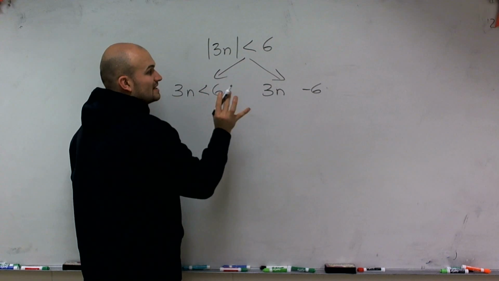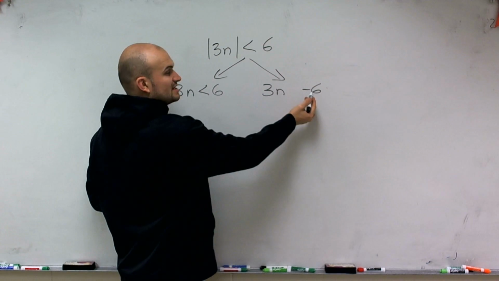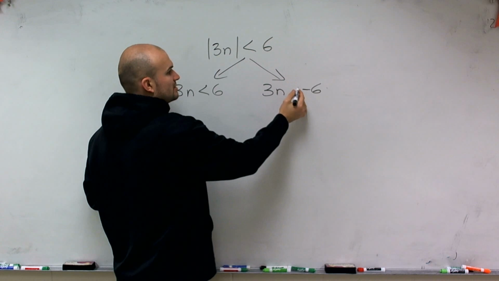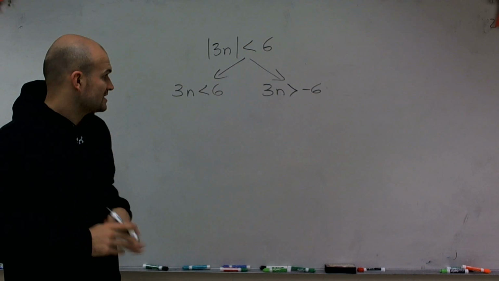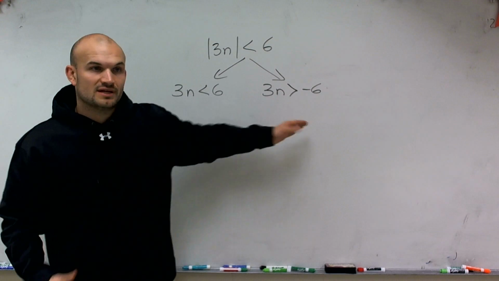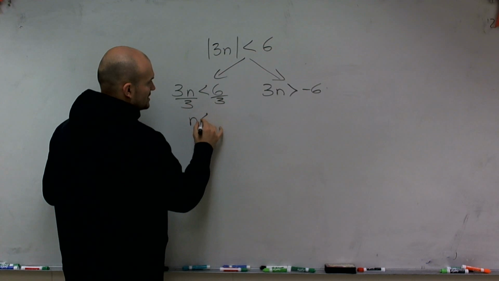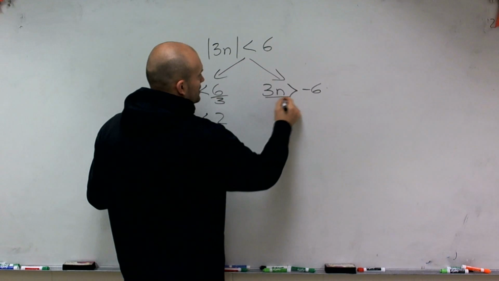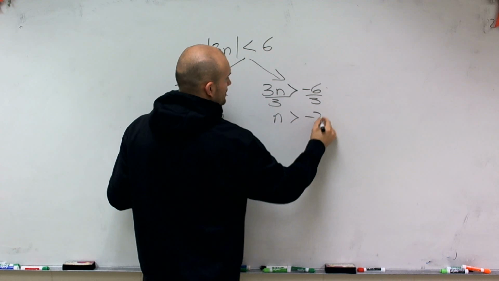But the important thing with inequalities, just like when we multiply or divide by -1, since I'm now producing this negative answer, I'm going to flip the sign. So now write this as 3n is greater than -6. Now, to solve and graph the inequality, I simply solve for my variable and divide by 3 on both sides. I get n is less than 2, and dividing by 3, n is greater than -2.